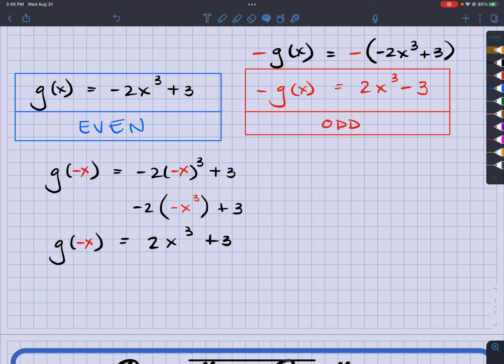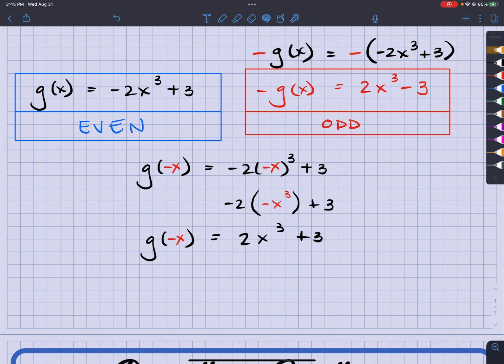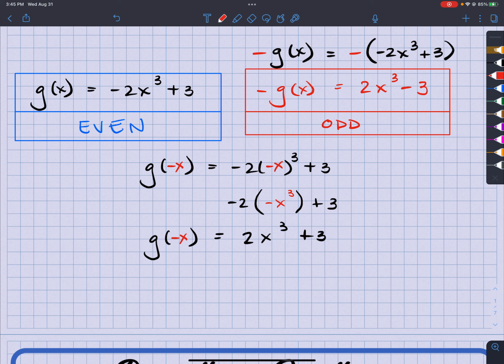So now I want to compare. Let me put this in the center so I'm not playing any favorites. So the question is, does this look like this? And the question is, does this look like this?